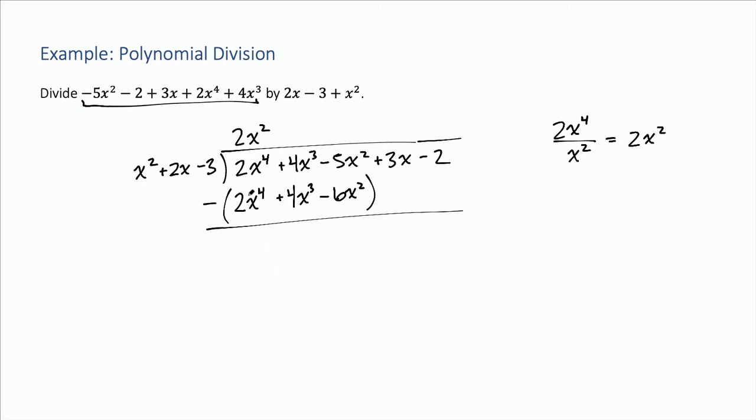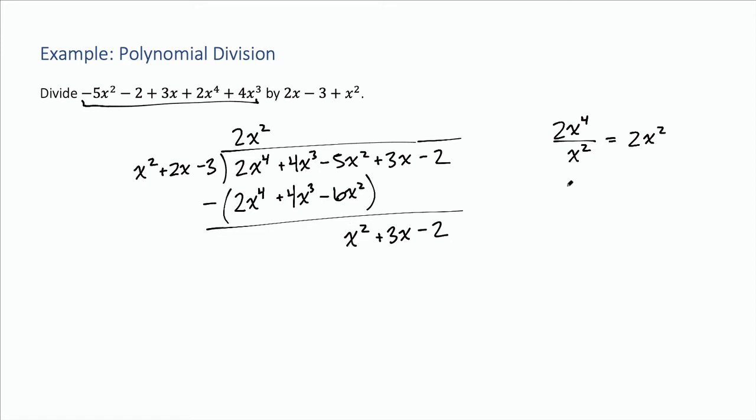2x to the fourth minus 2x to the fourth is 0. 4x cubed minus 4x cubed is 0. And negative 5x squared minus negative 6x squared, that's actually a plus 6x squared. So we get negative 5x squared plus 6x squared, which is simply x squared. 3x minus nothing is just 3x. And negative 2 minus nothing is still negative 2. Okay, now we do it again.